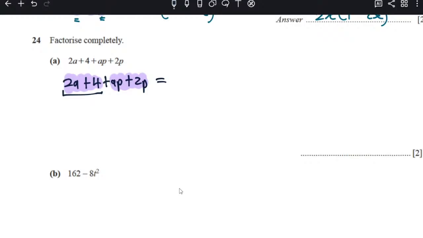So it's 2a and 4. What number is common there? 2. What do we remain with? Here we just remain with an a, only plus. Here we say 4 divided by 2, we'll get a 2. Then we come to the next two. What number is common? None. What letter is common? P. So you say plus P. Open bracket. You remove it from AP, you get an A. Plus, you remove it from 2P, you get a 2.